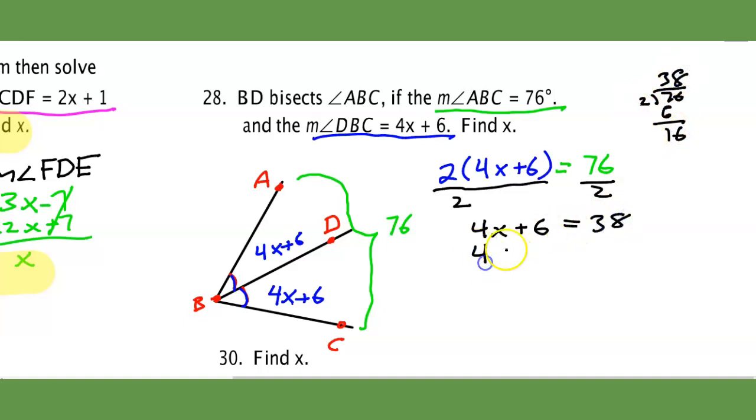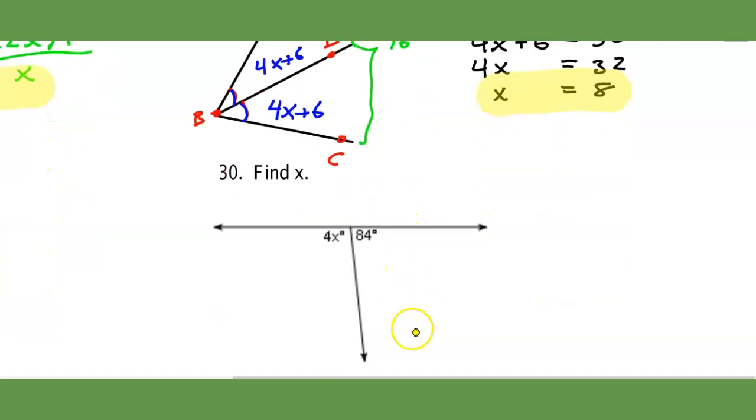And then we can subtract 6 on both sides. So 38 minus 6 will give us 32, and divide both sides by 4, and we'll get 8. And that will be our answer since x equals 8. That's what we're trying to find.